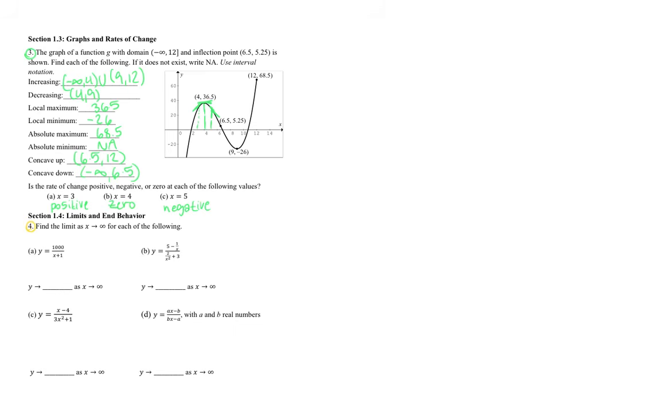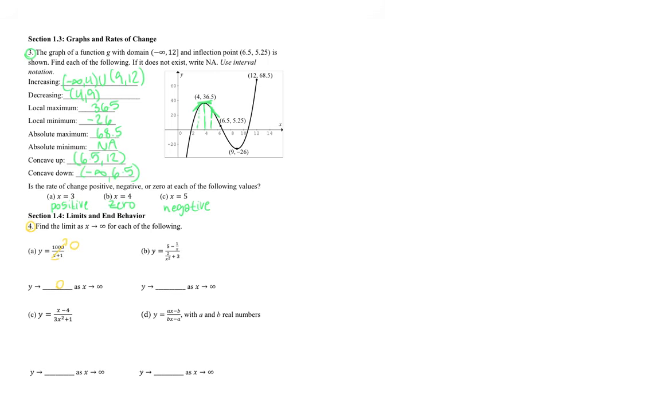So for problem 4, we're finding the limit as x goes to infinity for each of the following. So looking at A, we notice that we have an x in our denominator, but in our numerator, all we have is a number. And since x is going to get bigger and bigger as x goes to infinity, that means we're going to be dividing by a bigger and bigger number. And so if we divide everything by a really big number, then we're just going to go to 0. So y goes to 0 as x goes to infinity.